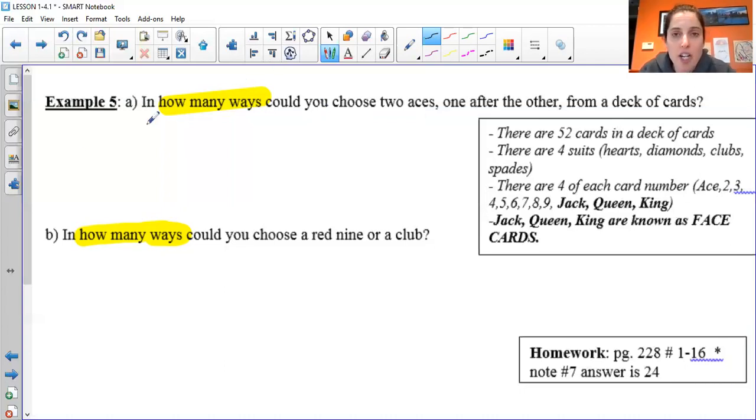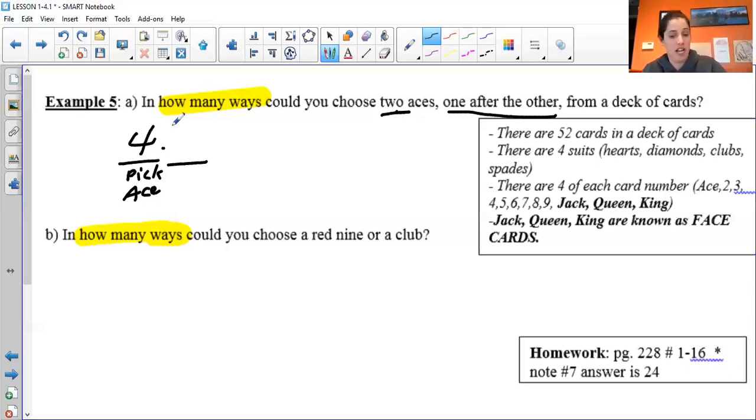You're not talking about probability. You're just talking about how many ways. So you're choosing two aces, one after the other. So they do depend, right? Whether I pick it second or first. So I have two stages, and it's "and," because I need to pick an ace, and pick another ace. So how many ways can I pick an ace? How many different aces are there? Well, I could pick any of the four. So there's 4 ways to pick that first ace.